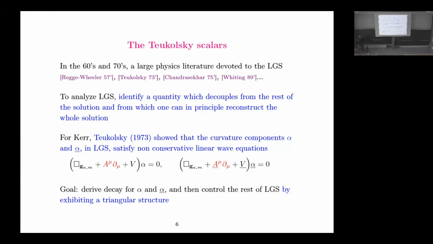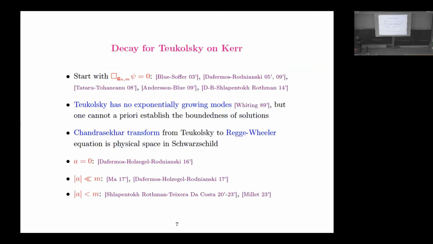You want to first derive decay for the Teukolsky scalars, at least if you follow the idea from the physics literature, and then you want to go on to control the rest of the linearized gravity system by exhibiting a triangular structure. Since Teukolsky is central, let me start by reviewing very quickly, because you already essentially covered all the references, what was done for decay for Teukolsky.